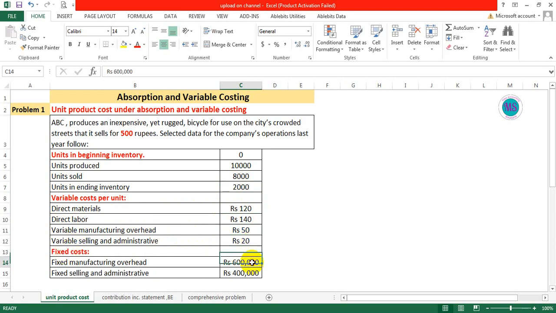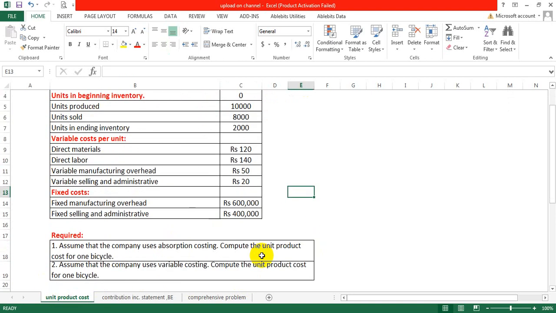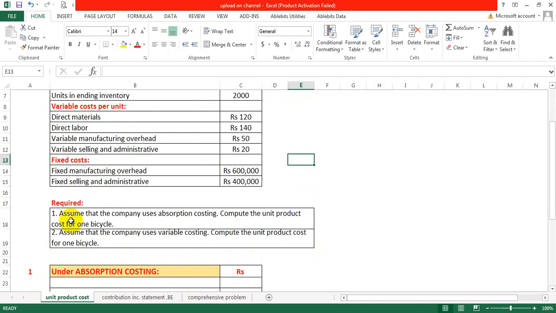Fixed overhead is mentioned in total. Fixed manufacturing overhead 6 lakh, fixed selling and admin 4 lakh. Okay, what is the requirement of the question? The number 1 requirement is to assume that the company uses absorption costing. Compute the unit product cost for one bicycle. In the second, assume that the company uses variable costing. Compute the unit product cost for one bicycle. In the second one, we will compute the unit product cost under the variable costing method.